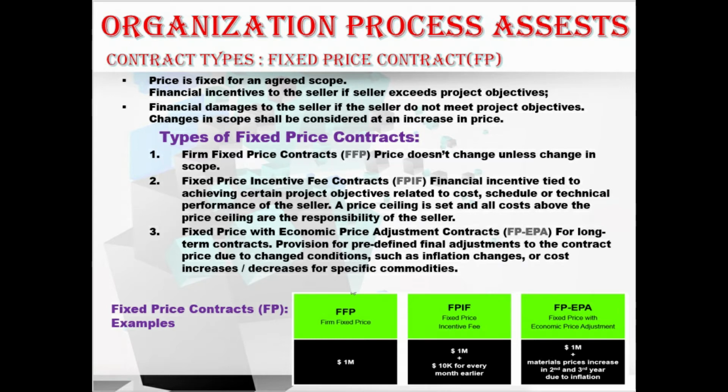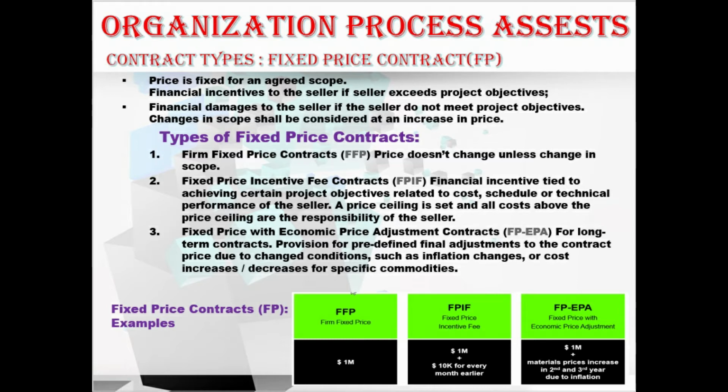And we have different types of fixed price contracts, that is FFP, firm fixed price, FPIF, fixed price incentive fee, FPEPA, that is fixed price with economic price adjustment. Let me give a short description of these fixed price contract types. Firm fixed price contract, that is FFP, price does not change unless there is a change in the scope.